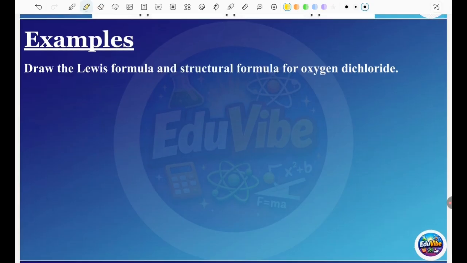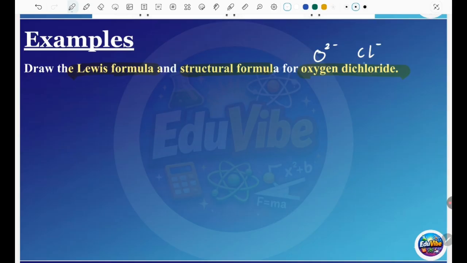structural formulas and types. The question says we have to draw the Lewis formula and the structural formula for oxygen dichloride. So how can we make this? Firstly, we have to make the empirical formula for this. Oxygen dichloride: this is O, which has two negative, and this has Cl, which has negative.